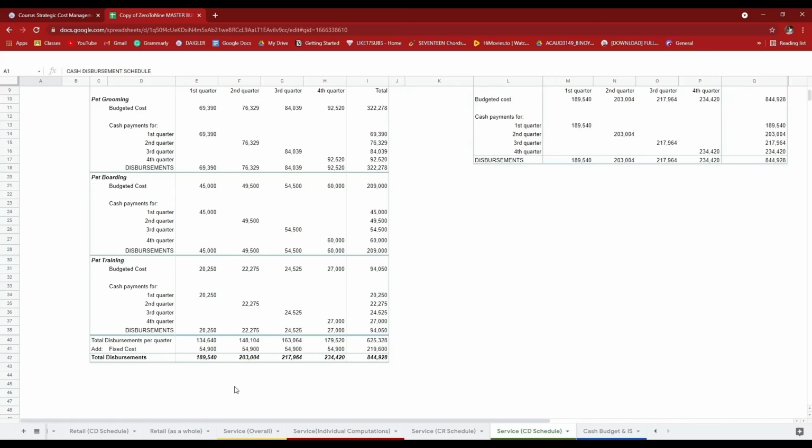For the total disbursements per quarter, we will add the fixed cost of 54,900 per quarter. So the total disbursements for each quarter is 189,540 for the first quarter, 203,004 for the second, 217,964 for the third quarter, and 234,420 for the fourth quarter. For the year, the total cash disbursement is 844,928 for the three services.